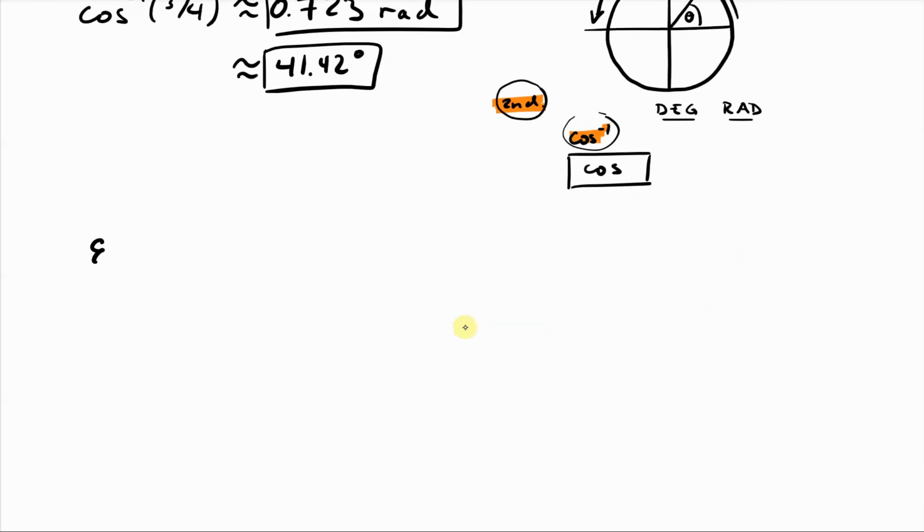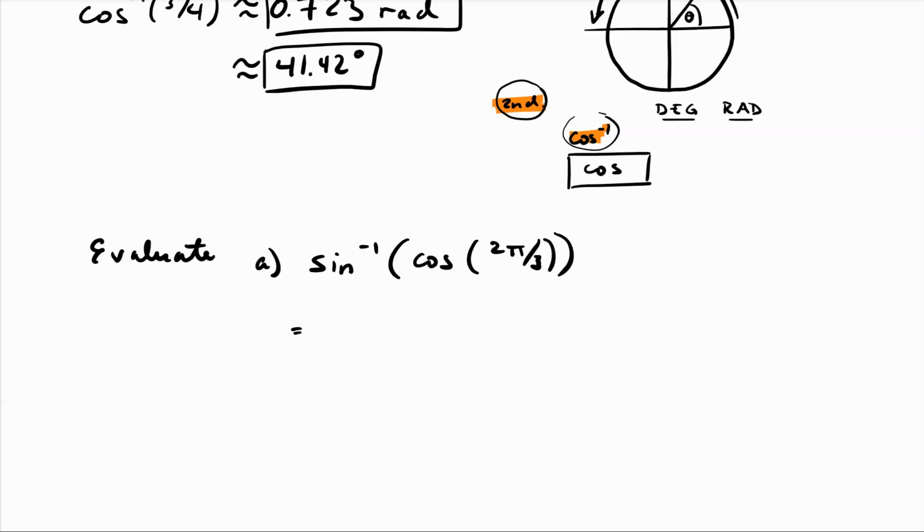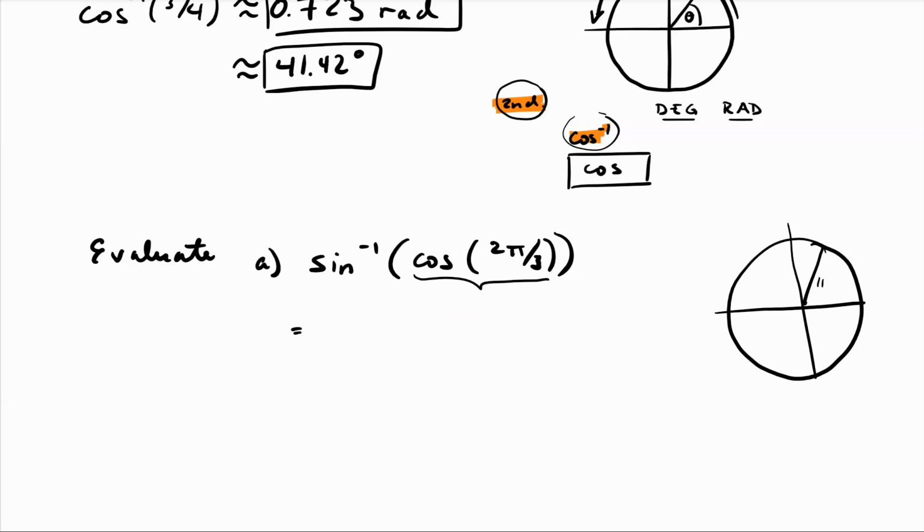Now we're going to do a few more examples here. We're going to evaluate the sine inverse of the cosine of 2 pi over 3. Okay, all right. So how do we do this? Well, first of all, I need to evaluate cos of 2 pi over 3. So let's think about where 2 pi over 3 is. This is pi over 3. This is 2 pi over 3. 2 pi over 3 is 2 times 60, so 120 degrees.